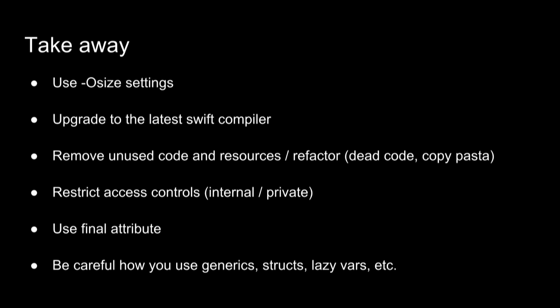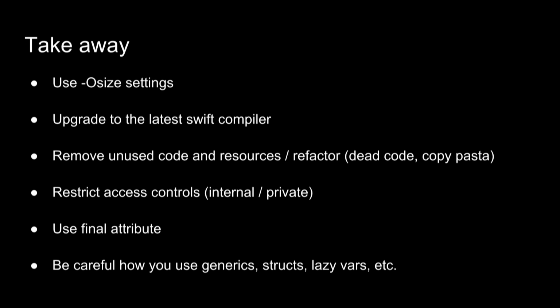There's a lot of optimization work that went into Swift 4.2, so if you switch to Xcode 10, you should see a significant drop in the binary size. In addition, keep your code base clean, remove unused code, boilerplate, copy-paste duplicate code, unused resources, and refactor. And restrict access control levels. Use internal or private, and add the final attribute wherever possible. This way, the compiler can optimize code better, and it'll help with code size and performance. And these are good coding practices anyway, so might as well do it.